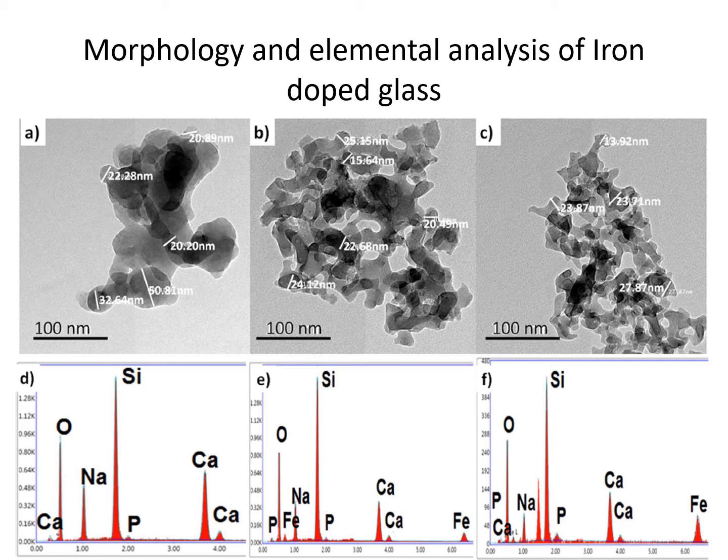These are TEM images and elemental analysis for the bioactive glass prepared by sol gel technique before and after doping with iron nanoparticles or iron oxide. We can see here that the size of these bioactive glass nanoparticles is decreasing with increasing concentrations of iron, and also the presence of iron was confirmed by EDX elemental analysis, as we can see here.